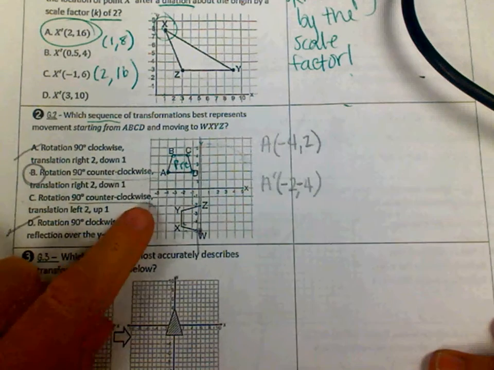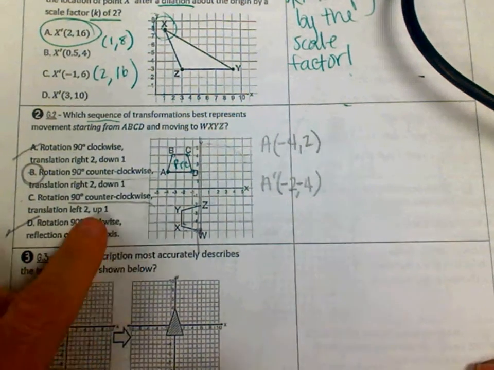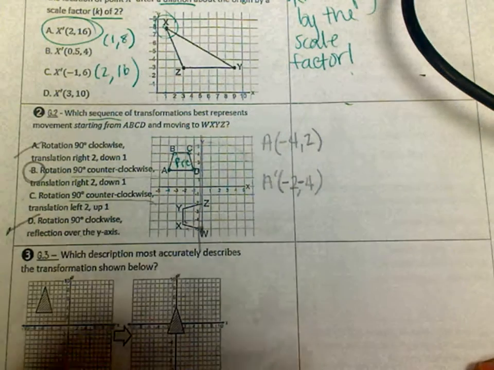Just be persistent with these, okay? Don't skip them because they require a lot of thinking. Be persistent. The correct answer is B.